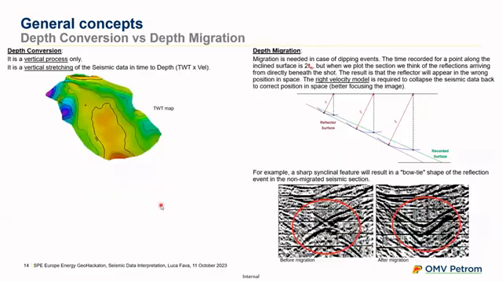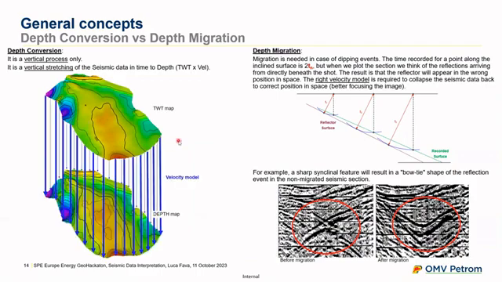Now, depth conversion is very different from depth migration. So there are 2 very different concepts. Depth conversion is just a vertical process, a vertical stretching of the seismic data in time to depth. So we have a 2-way time map that has been built, picking horizons on seismic, and we stretch the map down to depth using a velocity model.